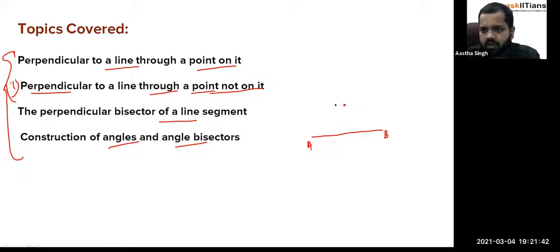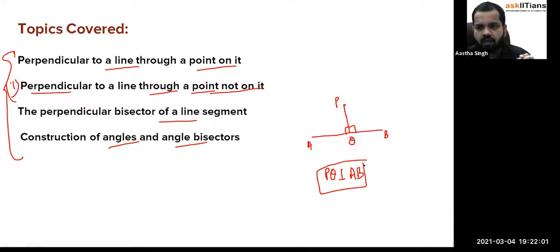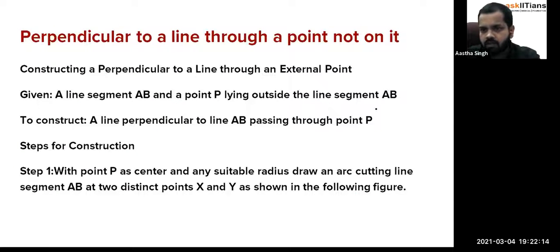Not on it means an external point P. You have to draw a perpendicular to it. Suppose P and Q, we have to draw PQ perpendicular to AB. How will you draw it? With the help of just a ruler and your compass. There are certain steps through which you can draw a perpendicular to a line from a point not on it. So, constructing a perpendicular to a line through an external point.